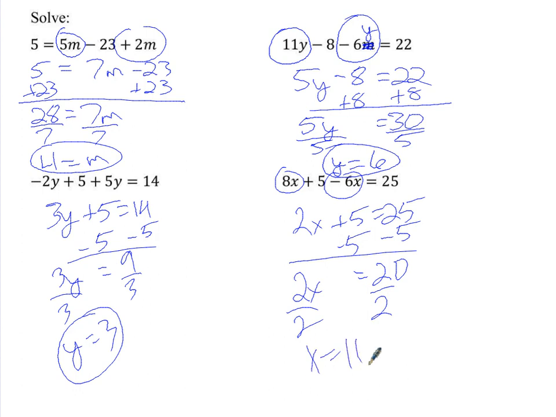X equals 10. And now we're going to check. So this first term becomes 80. 80 plus 5 is 85. This guy becomes negative 60. So we have 85 minus 60, which is 25, so it works. Circle your answer and move on.